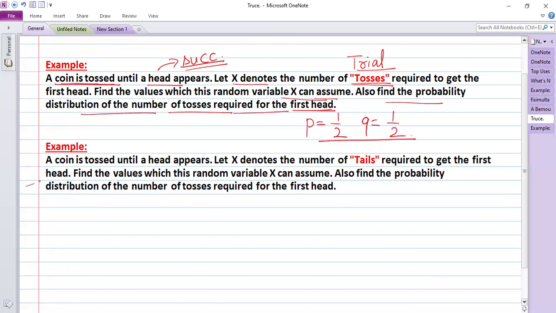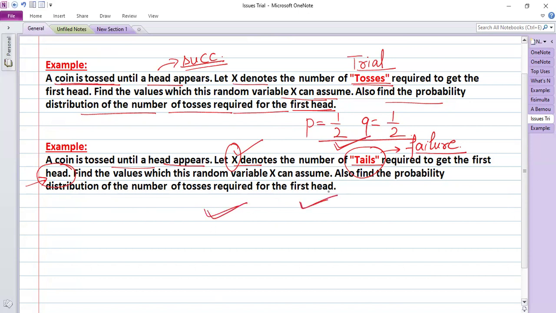And what is this case? Once again, the coin is tossed until a head appears. Now, what is X? It is the number of tails. And getting a tail is our failure. So our random variable is the number of failures before the first success. This corresponds to the second example. Obviously here P and Q are both half.